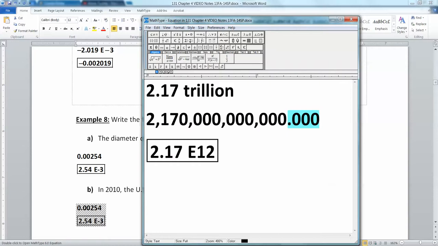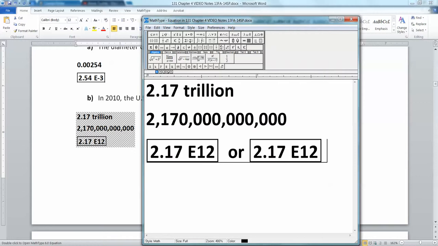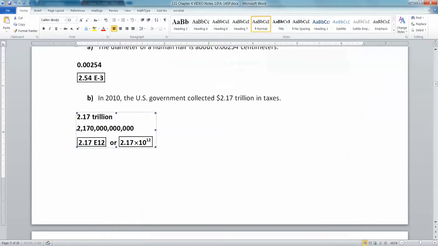And there we go. Or times 10 to the 12 if you like. So you could say 2.17, and then you could say times 10 to the, which would be, let's see, there's an x in here somewhere. Like that. Okay? And while I'm on the subject, this other one could be times 10 to the negative 3.